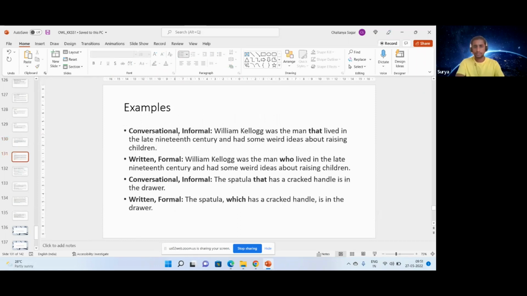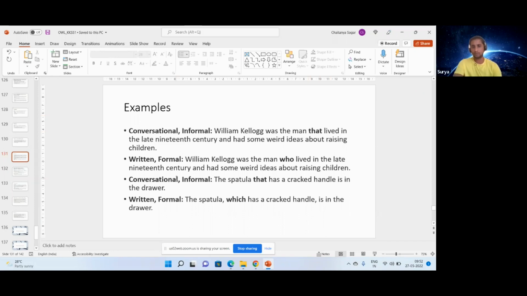In conversational use, which means informal usage, there is an example here. William Kellogg was the man that lived in the late 19th century and had some weird ideas about raising children. William Kellogg is a person, but we did not use who. We simply said that, because that is also appropriate. It is mostly preferable in conversation, because the other person would easily identify it.